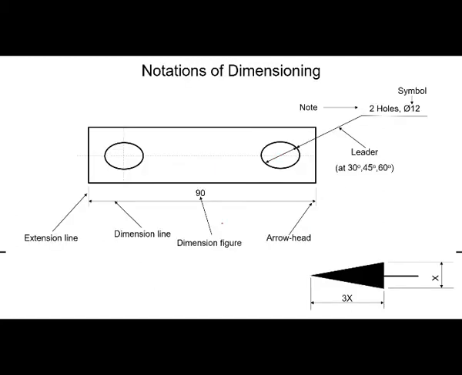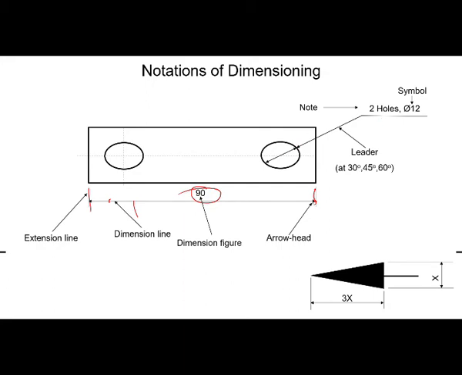Notation of dimensioning. This is the extension line. We show the dimension here. This is called the dimension line. This is the dimension figure, which means the size we can measure. The length we put, width, thickness or anything. And this is the arrowhead. This is called the arrowhead.